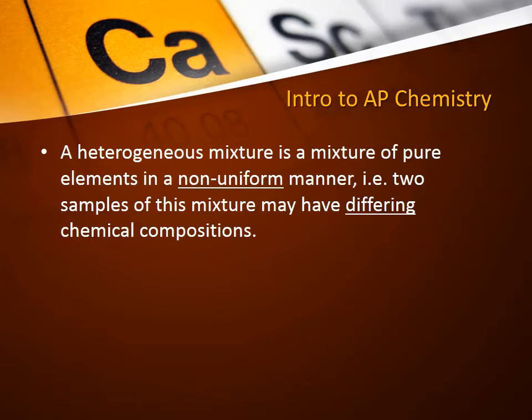A heterogeneous mixture is a mixture of pure substances in a non-uniform manner. By the way, there are a few typos on this video as you've seen before. I will edit this out for next year, but these are how your notes are printed. So I'm going to keep them so far. That way you actually can follow along with the note. I will try and change this for future units. Anyways, this is mixed in a non-uniform manner, meaning 2 samples of this mixture may have different chemical compositions.